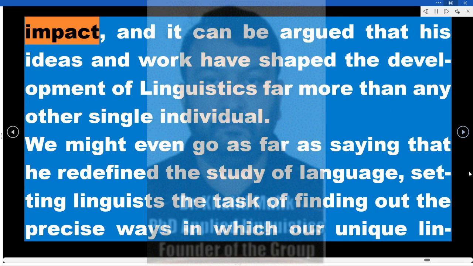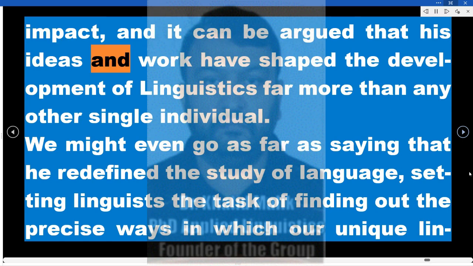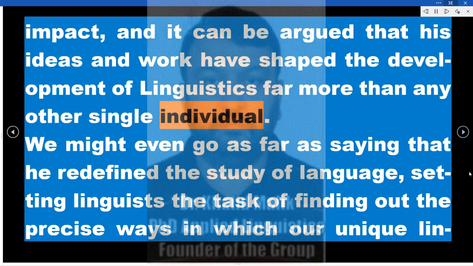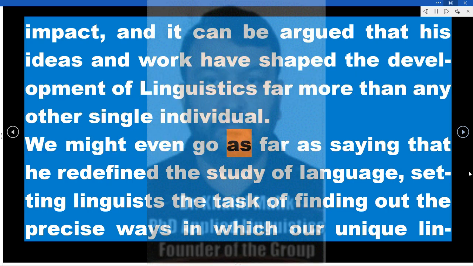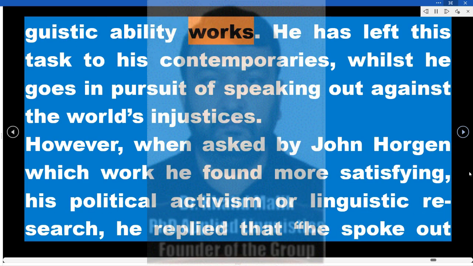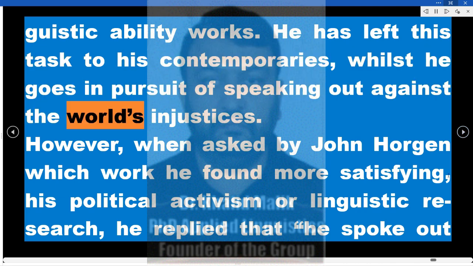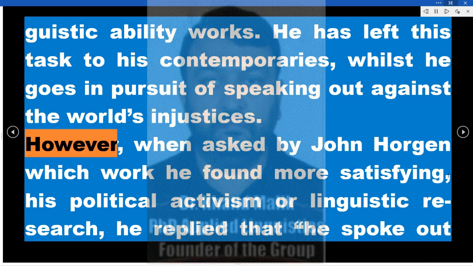Chomsky has had a unique impact, and it can be argued that his ideas and work have shaped the development of linguistics far more than any other single individual. We might even go as far as saying that he redefined the study of language, setting linguists the task of finding out the precise ways in which our unique linguistic ability works. He has left this task to his contemporaries, whilst he goes in pursuit of speaking out against the world's injustices.